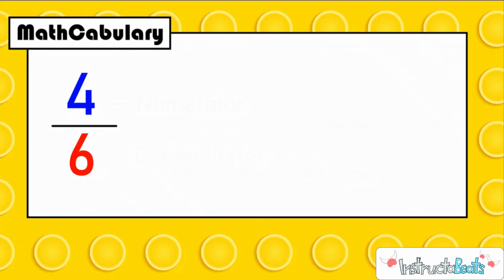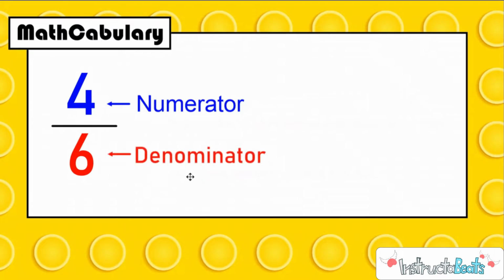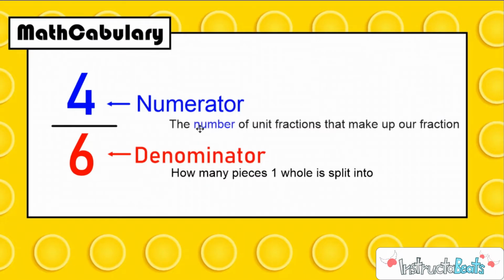If you've been watching the last couple of videos with us, this will be a review. But here's a fraction, right? And a fraction is made up of two numbers and then a little line in the middle of it. Our top number is called the numerator. Our bottom number is called the denominator. Our denominator tells us how many pieces one whole is split into. And our numerator tells us the number of unit fractions that make up the fraction that we're talking about.